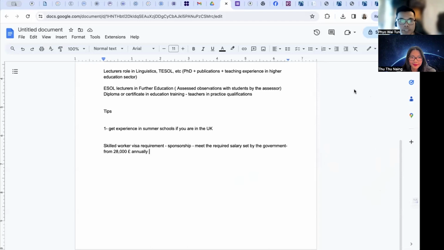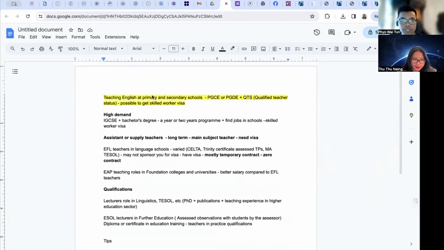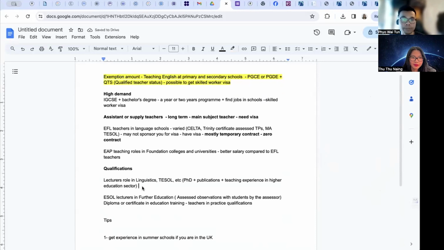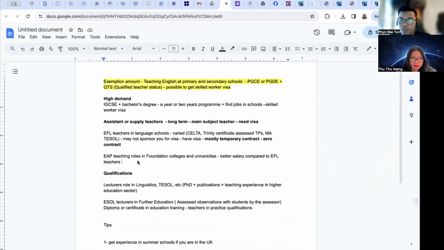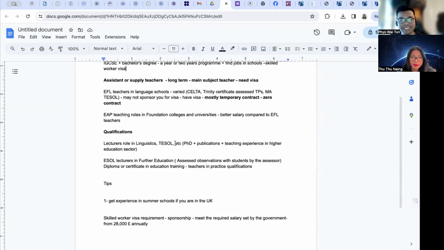I think for teaching in secondary and maybe further education there is an exemption on the salary amount, but I'm not sure about language schools. Teaching in higher education, an EAP position, would be fine. But for teaching in secondary schools, they've got an exemption, so we don't need to worry about the amount for secondary and primary schools. But those jobs are quite difficult to get.